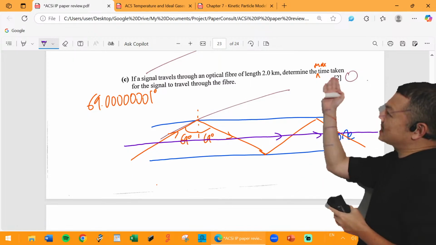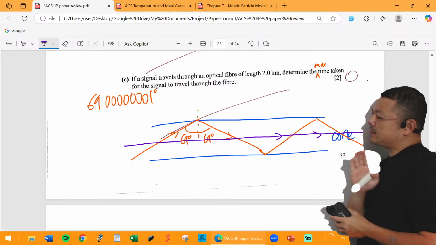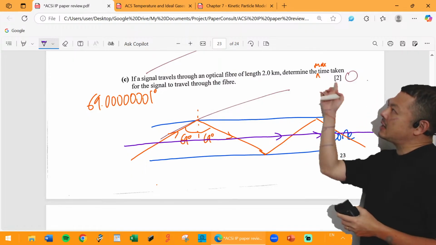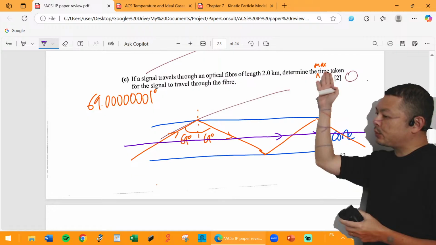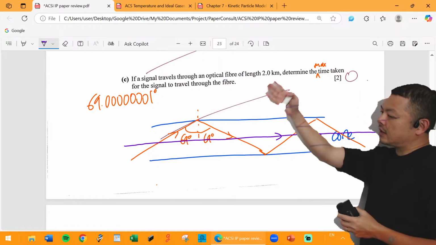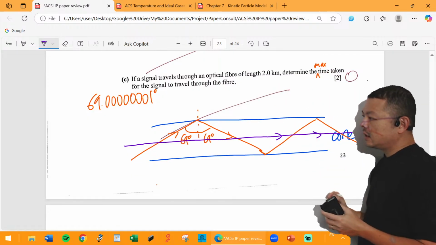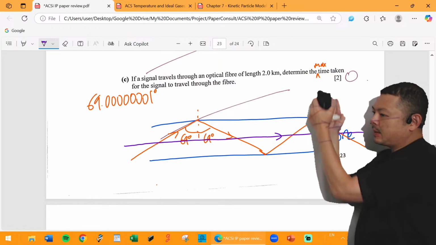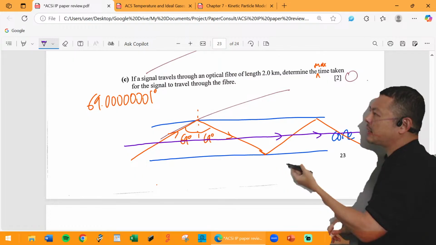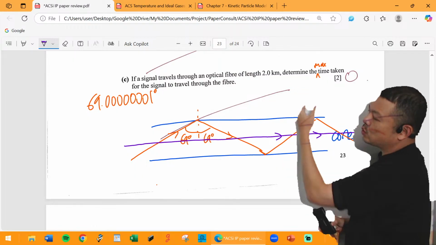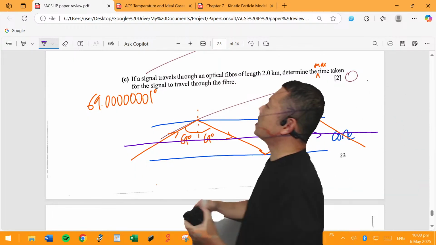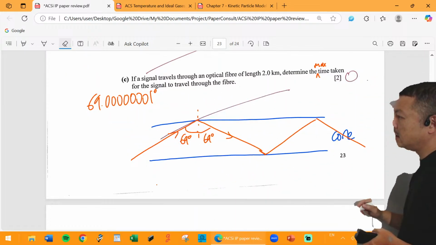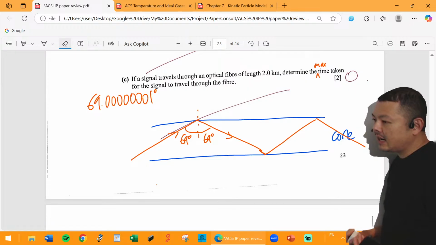So this question here is a bit silly because it didn't specify, do you want the minimum time or do you want the maximum time? So that's why I say that this question is flawed. They forgot to put determine the maximum time for the signal to travel through the fiber. So I'm going to assume that that's what they want, the maximum time. Because if you want me to calculate the minimum time for 2 km, but I'll do both for you. All right. If they want minimum time, they never say.